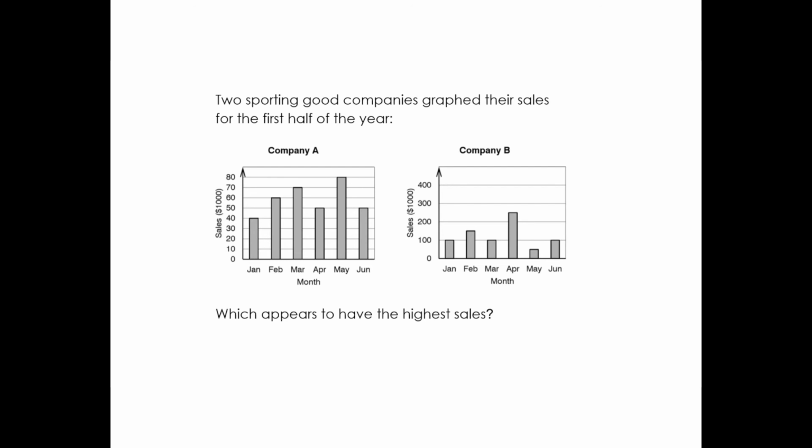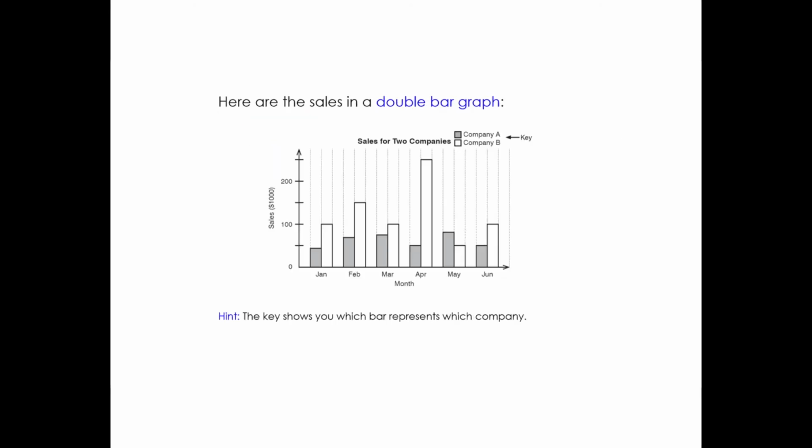So now let's look at some real graphs here. We got a little introduction. 2 sporting good companies graph their sales in the first half of the year. Which appears to have the highest sales? Well, just by looking at the graph, you would think company A has the higher sales. But I want you to look at the actual intervals on the side, what they're skip counting by. So both have the same dates, same months, but company B is actually better. Maybe they're B for better.